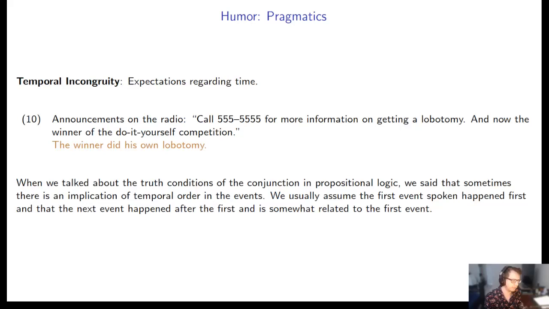So here's a very classic joke. You're listening to the radio and they say, call 555-5555 for more information on getting a lobotomy. And now the winner of the do-it-yourself competition. So when we hear two sentences back to back, usually we interpret some sort of connection with them. So we infer a connection between the two. We expect that the winner has something to do with getting a lobotomy. So the winner did his own lobotomy. This is sort of like the joke here.